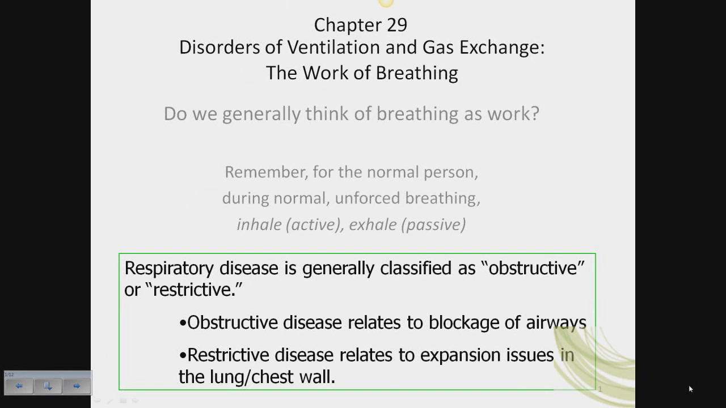Restrictive diseases are a problem with expansion issues, meaning that the lungs are not as compliant as they should be. They have too much elastic recoil. And I will be reminding you of different ways that we can cause changes in volume in our lungs.